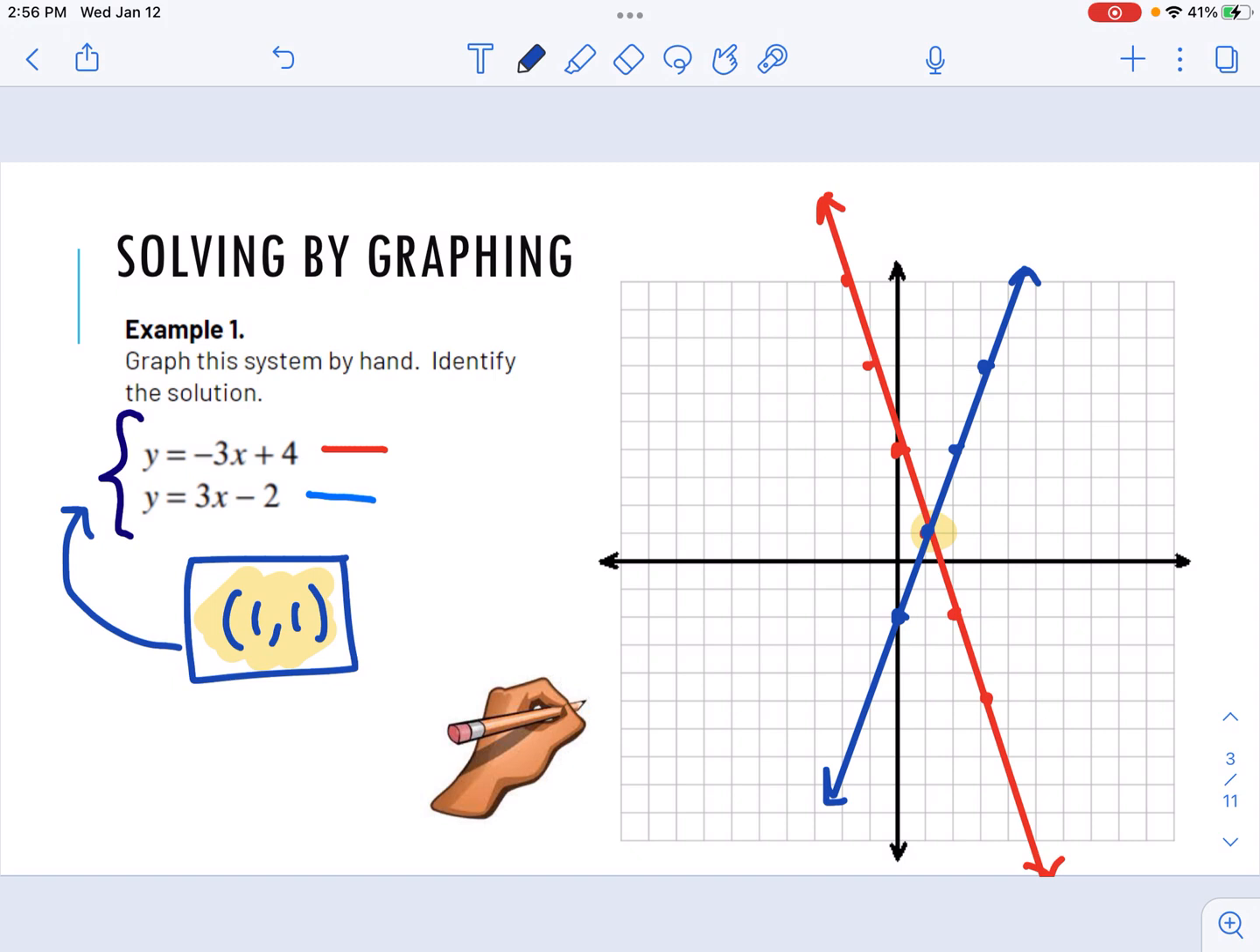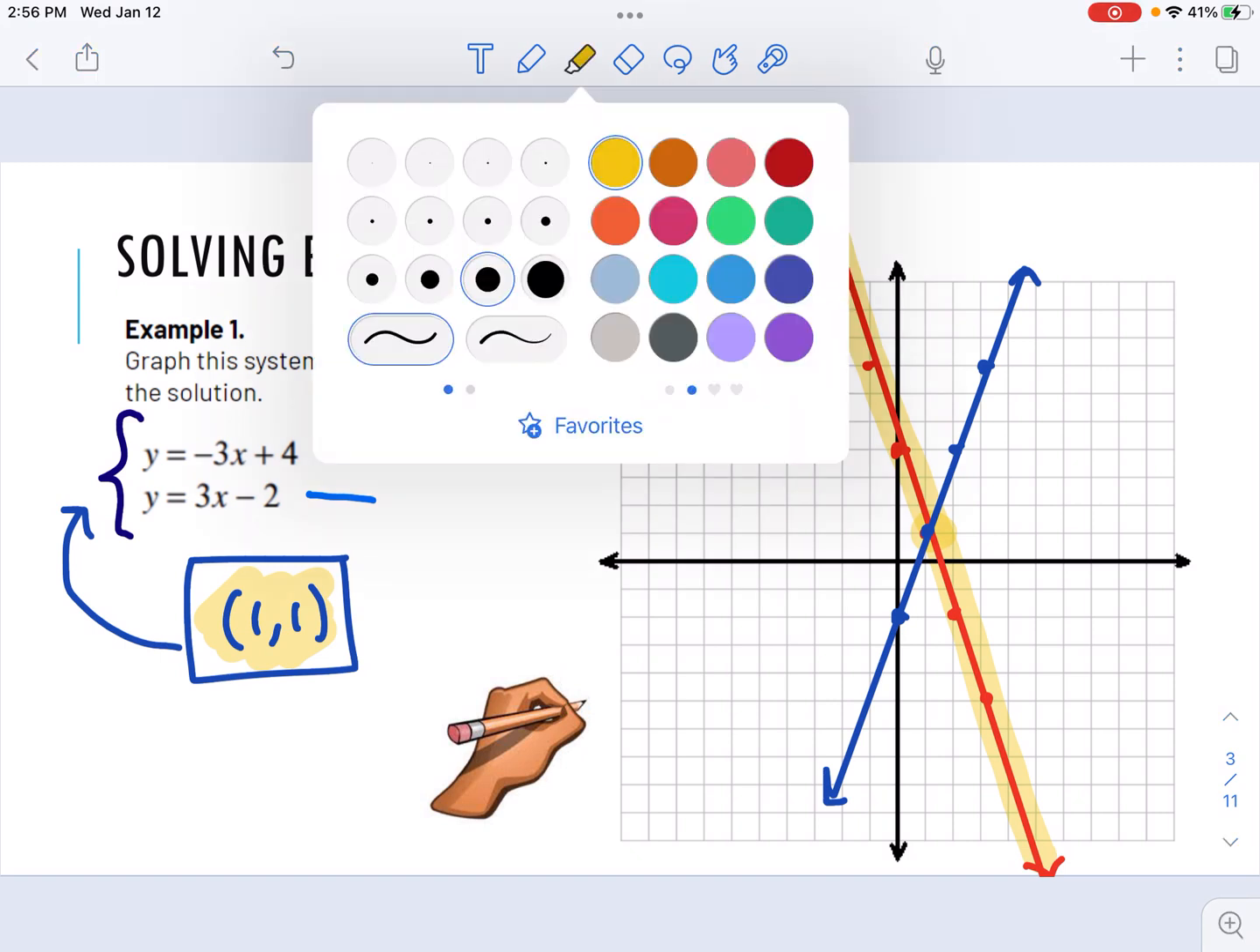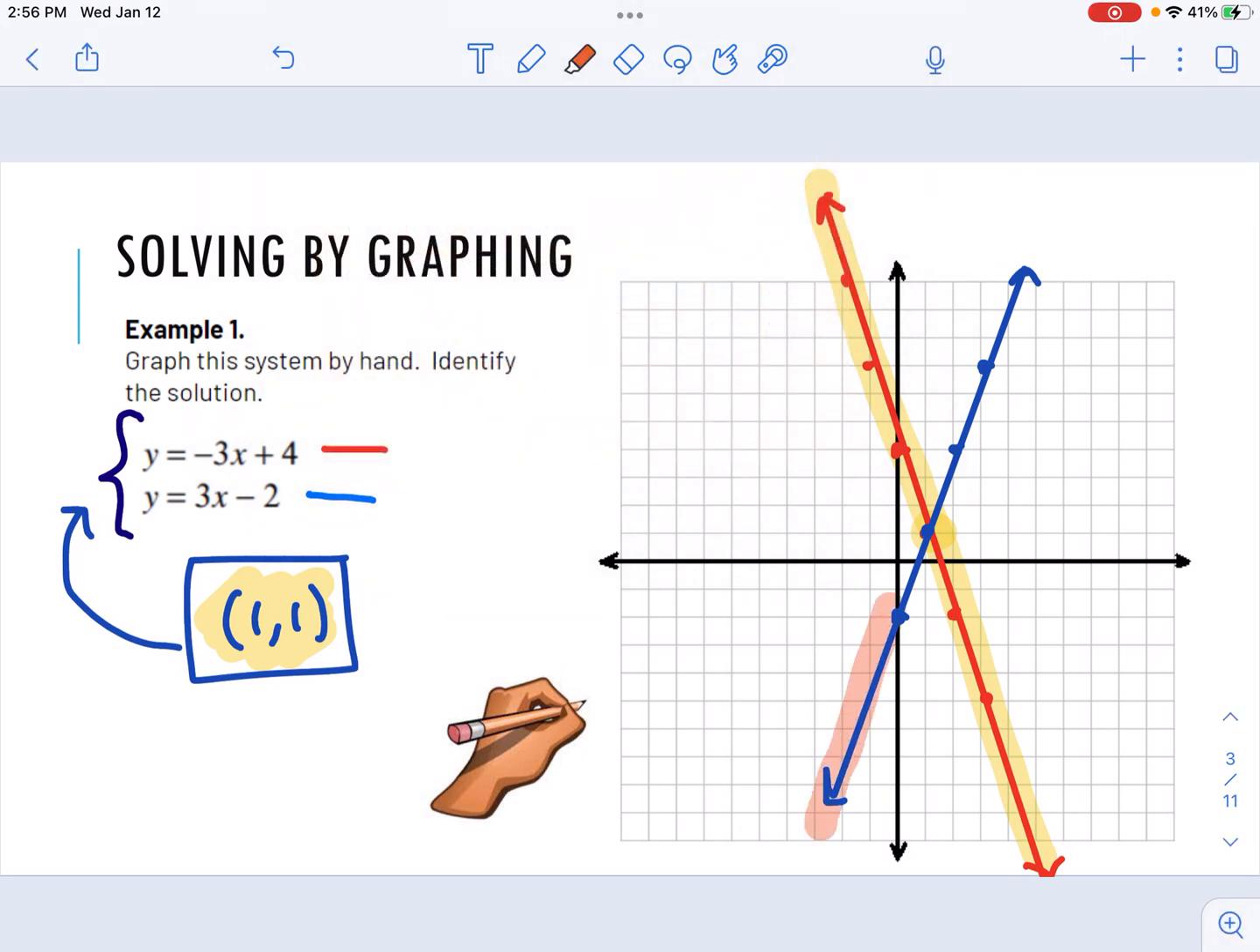Don't forget, when we're looking for a solution to a system, we're looking for the only point that satisfies both equations. So although there's infinitely many points on this yellow line, or what I'm highlighting in yellow, and there's infinitely many points on what I'm highlighting in orange, the only point that satisfies both equations is the point of intersection.